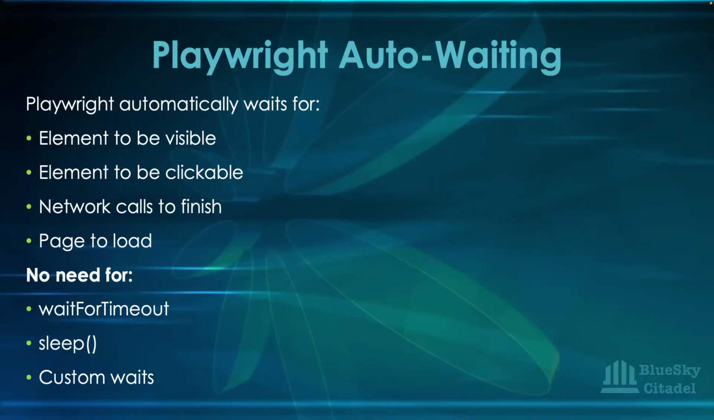So let's talk about the auto waiting. I've talked about Playwright actually making it wait, but what is it exactly waiting for? Unlike other test frameworks, Playwright automatically waits for elements to be visible, elements to be clickable, network calls to finish, and the page to load. So if an element is not visible in Selenium, it's going to throw an error: that element is not found.